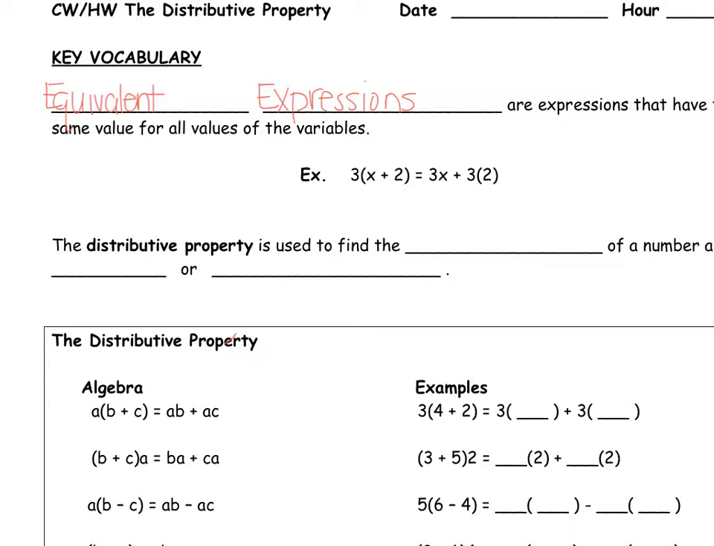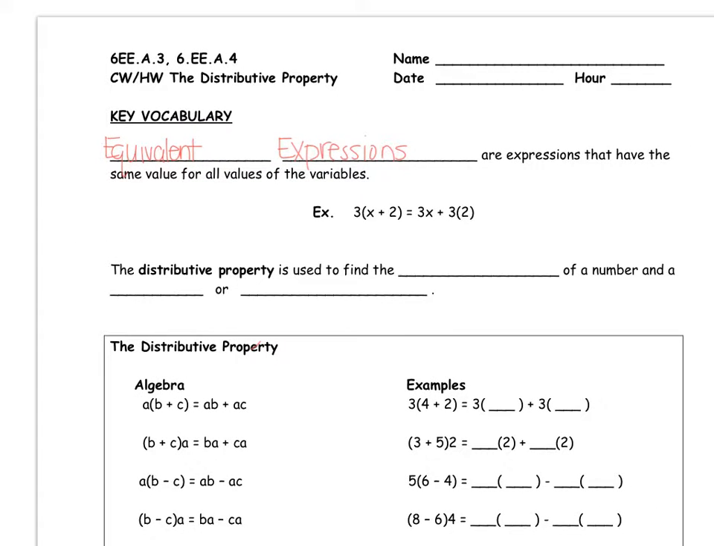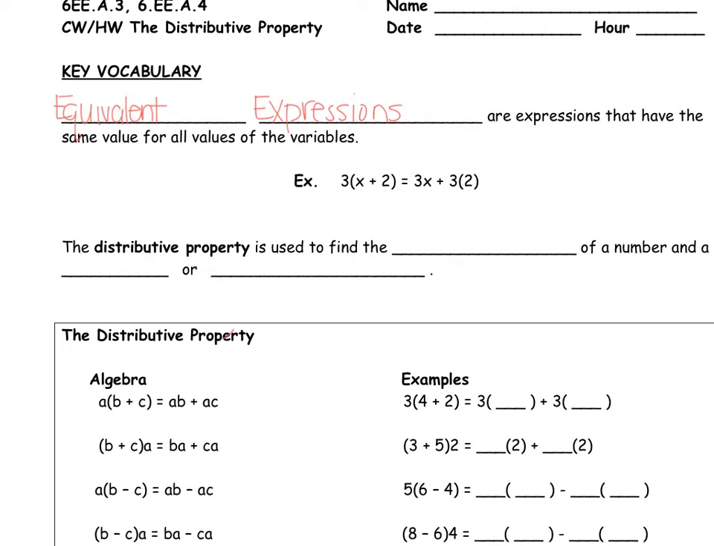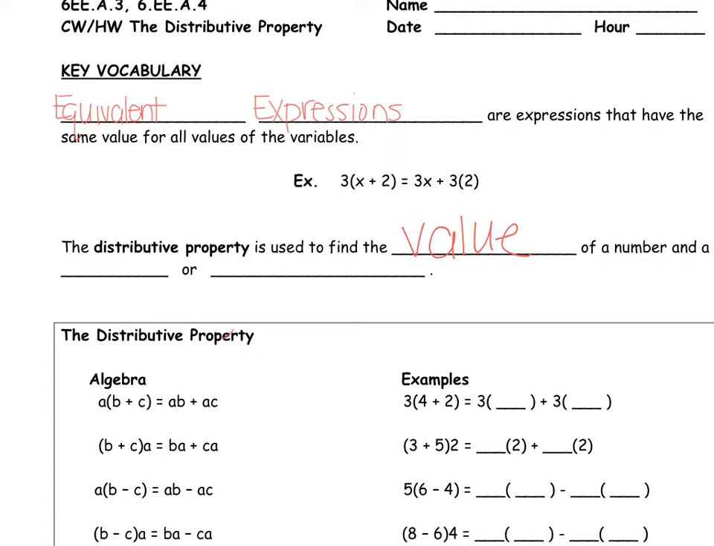The distributive property is used to find the blank of a number and a blank or a blank. The distributive property is used to find the value of a letter or expression. Distributive property is used to find the value of a number and a letter or expression.